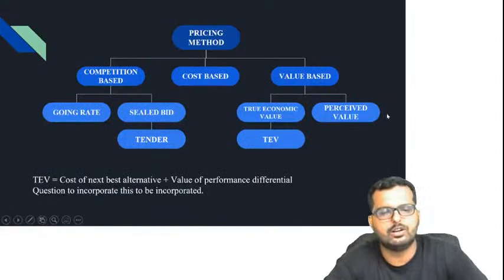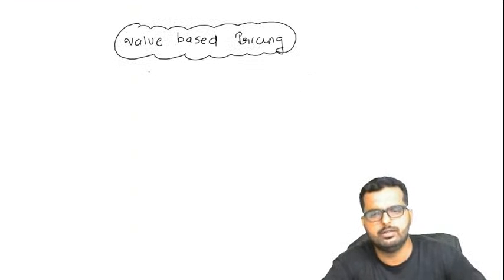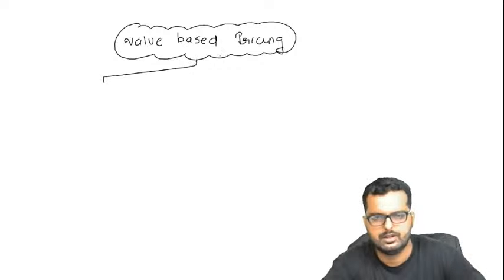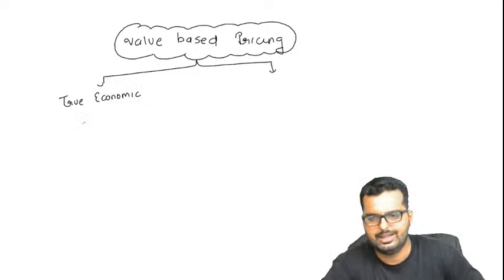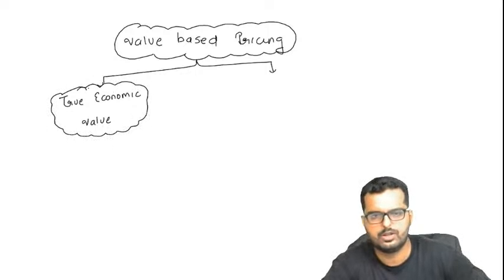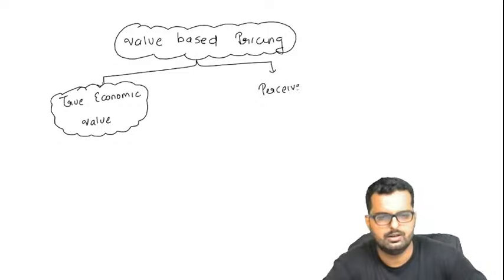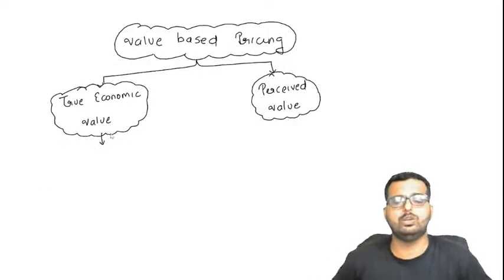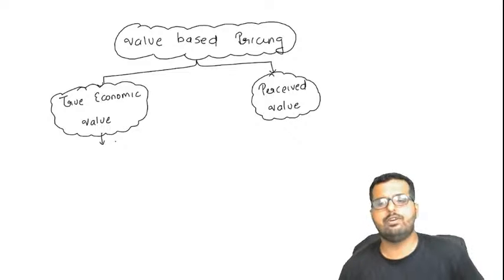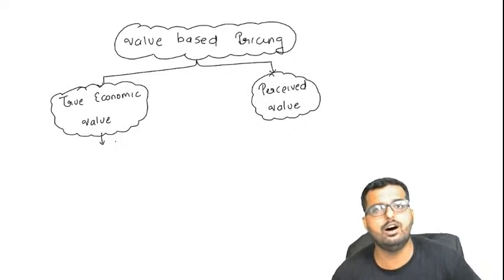Value-based pricing is called under two methodologies. One is true economic value and the other one is perceived value. Now this is a little difficult to explain. True economic value, okay, and the other one is called perceived value. Okay. True economic value would actually mean the value which is there in reality in the market.